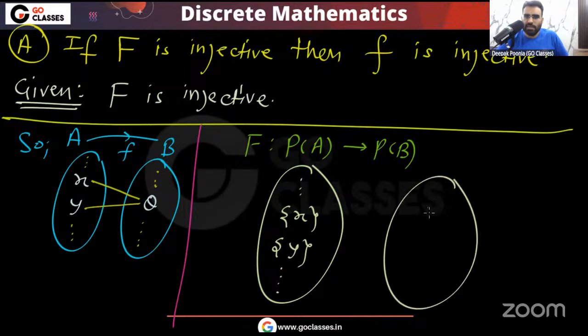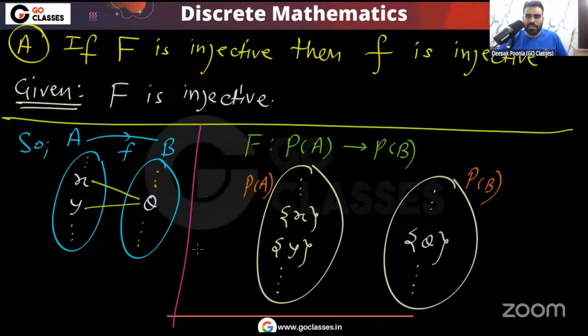Okay, what will be its image here? So you can see, now let's see what will be its image in the power set of B, because remember this is power set of B and this is power set of A. Now you can see, if this theta belongs to B, then this set containing theta will belong to power set of B. Correct? Okay.